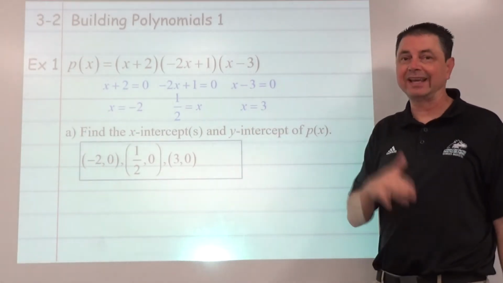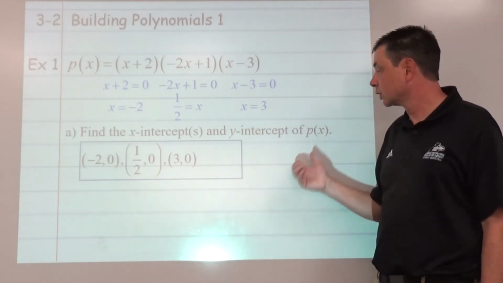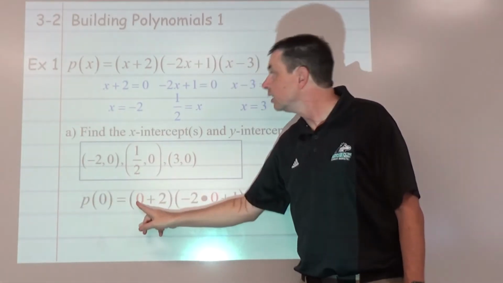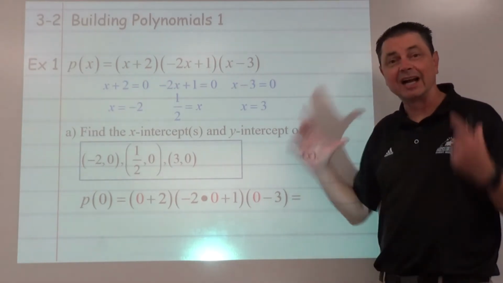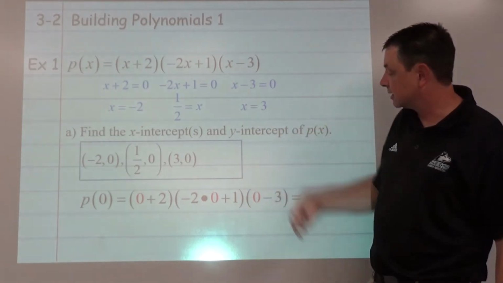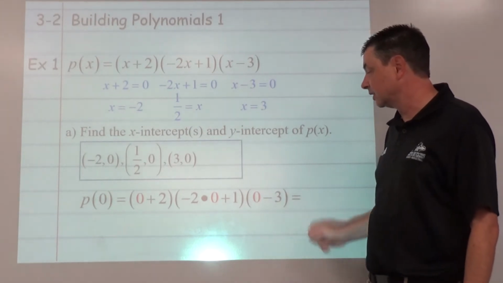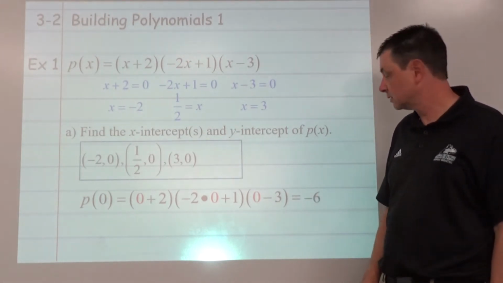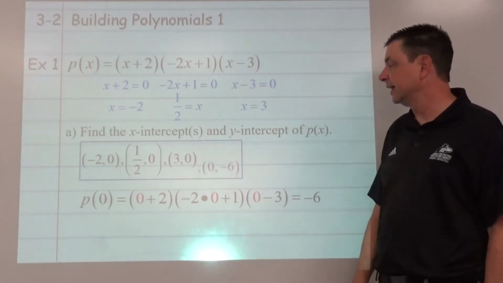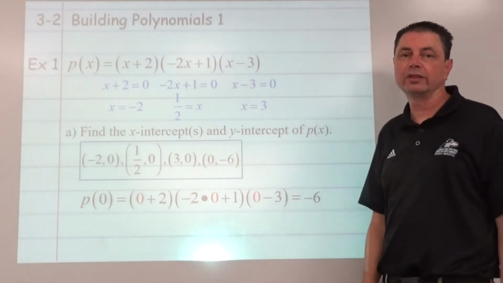Y-intercept. Same as always. If we don't see it, we should substitute 0 in for x. So p of 0 equals, replace all the x's with 0. We can type this into a calculator. This times this times this. Pause here if you need to. When we type that into a calculator, we get -6. So we've got a y-intercept of (0, -6). We're going to see how these things help us with our graph.